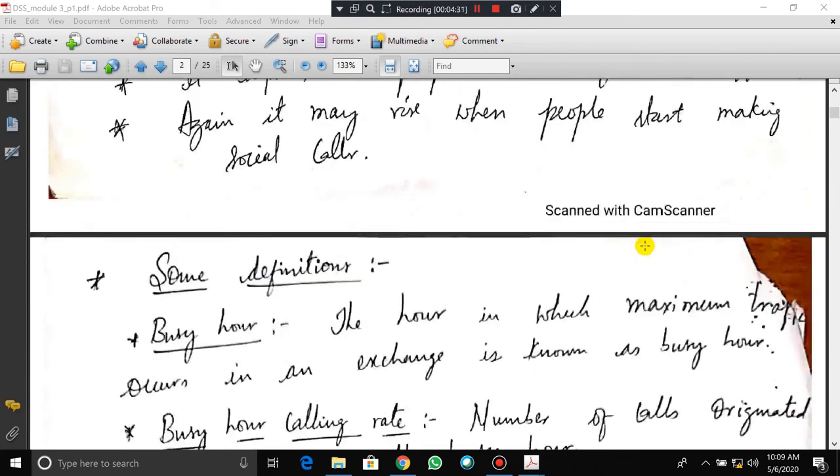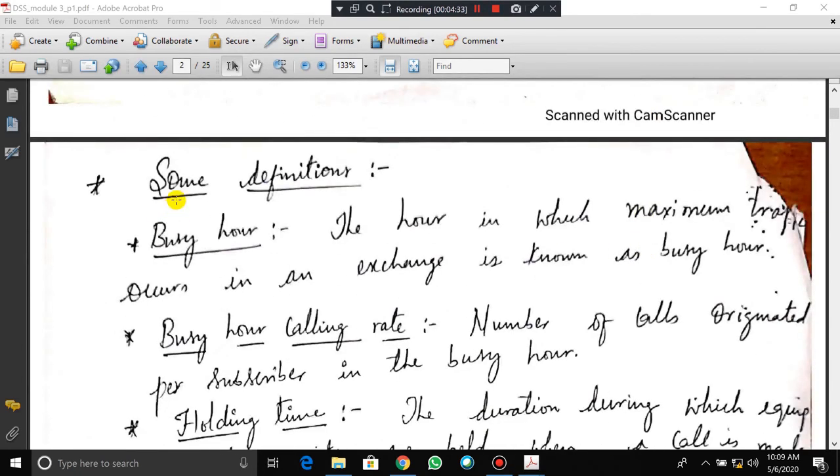Now let us discuss some definitions with respect to telecommunication traffic. That is busy hour. What is busy hour? I told you an hour means 60 minutes, 3600 seconds.